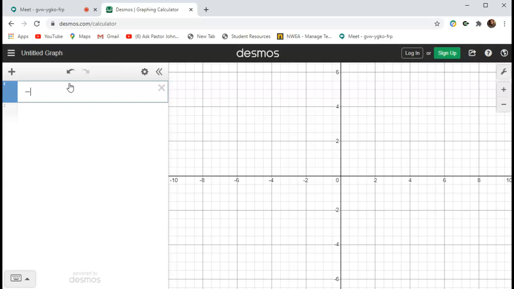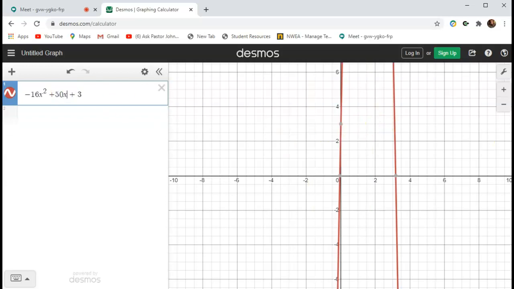So, for instance, your guys' problem was negative 16 x. I'm going to say x squared, though, because Desmos likes x and y. So instead of t, I'm going to use x. Negative 16x squared plus 50t, and then plus 3. All right. Oh, I put a t in there again, darn it. It's supposed to be x. There we go. All right, so there's my graph.